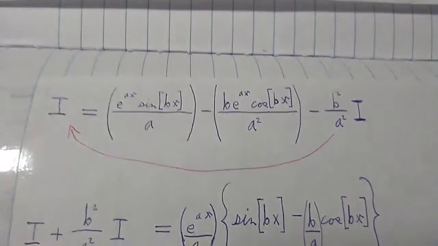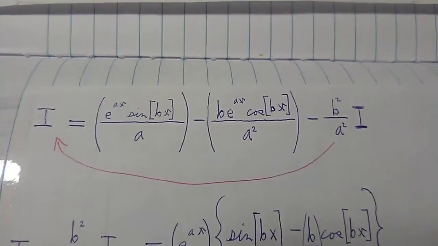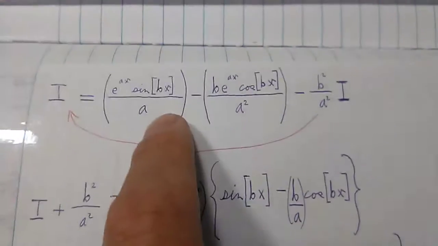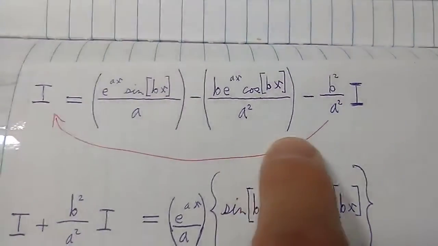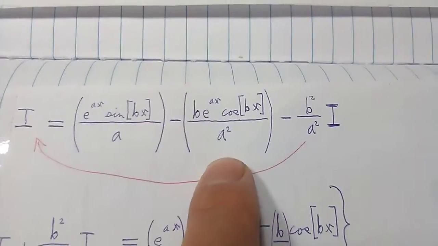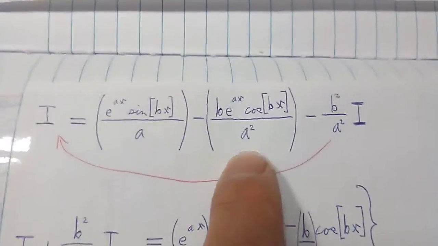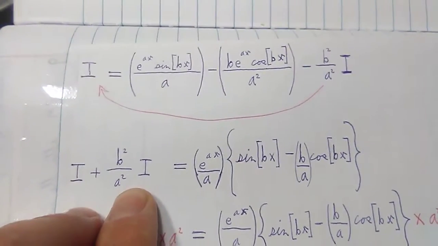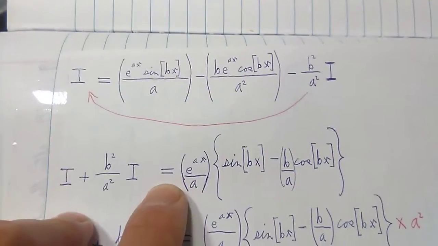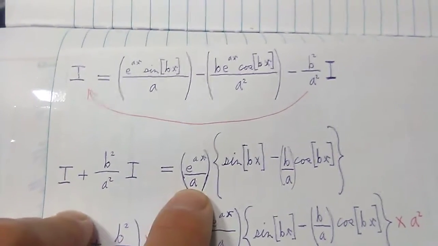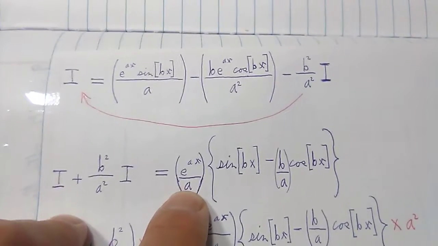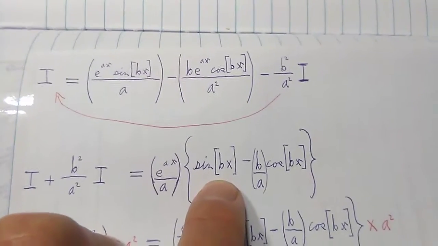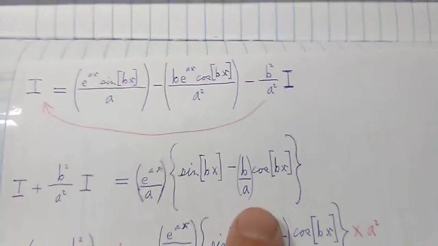So we have I on both sides, so we are going to move the terms around a little bit. Trying to make sure I don't need to comment on anything here that isn't already obvious. If you know how to do algebra, you can do this. So when we move it over, we have I plus b squared over a squared times I equal to e to the ax divided by a, multiplied times parentheses sine of bx minus b over a times cosine of bx.